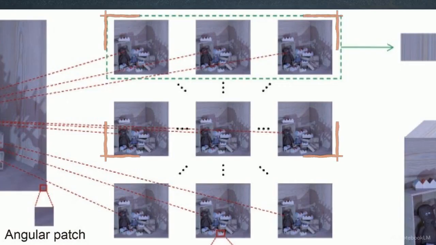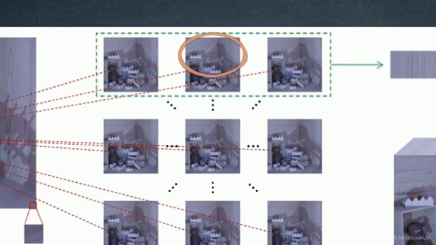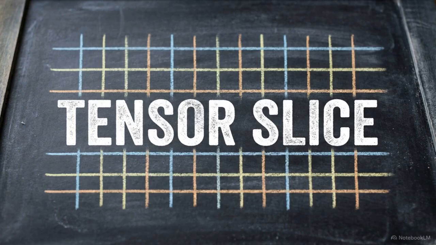We can reduce the dimensionality by taking our first tensor slice. By fixing the angular coordinates, we extract a sub-aperture image, or SAI. An SAI functions as a standard 2D perspective taken from one specific microviewpoint within the broader array. The second mathematical slice is much more powerful for depth extraction. It is called the epipolar plane image, or EPI.